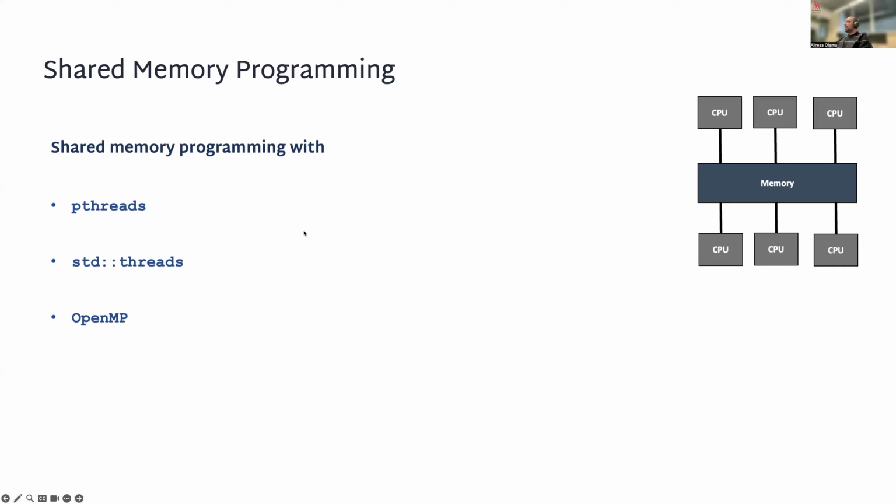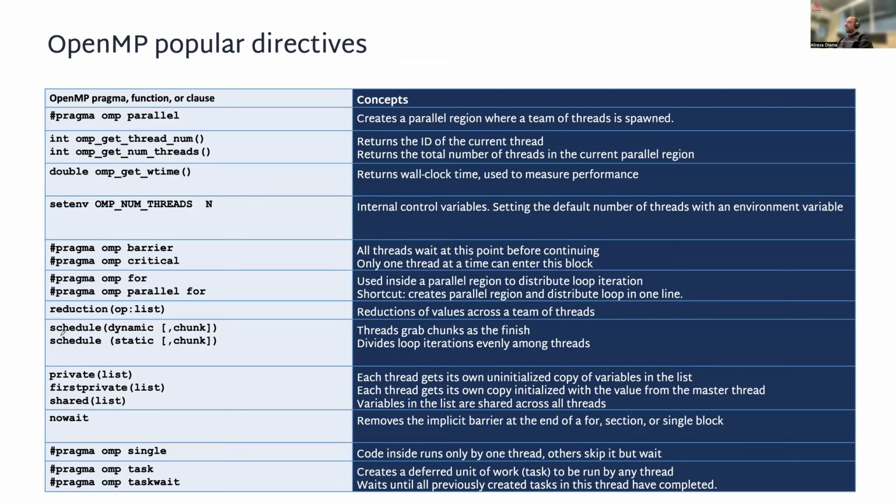So far we have talked about shared memory systems and how you can program them using the pthreads library in C and the standard C++ library, or std-threads, which was introduced in 2011 in C++11. And finally, we covered some parts of OpenMP. So we focused on OpenMP and we continue our focus on OpenMP today.